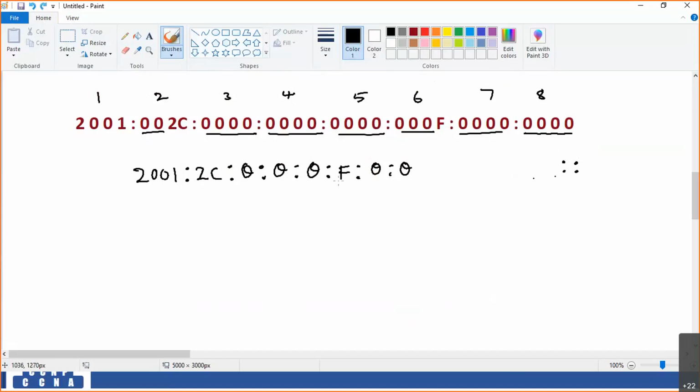So it can be 3 zeros also. Don't think that for 3 zeros you have to use 3 colons, or for 4 zeros, 4 colons. It's not like that, guys. It's wrong. It can be 3 fields, or 4 fields, or 5 fields, and simply we represent it with a double colon. So in IPv6, double colon means multiple fields of zeros. Is it clear?